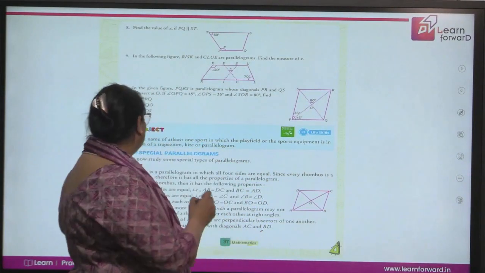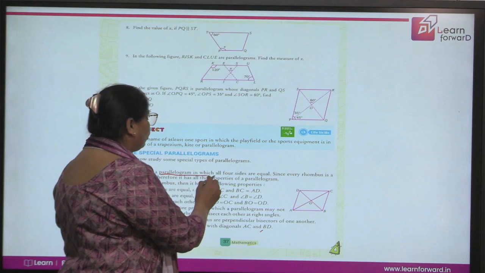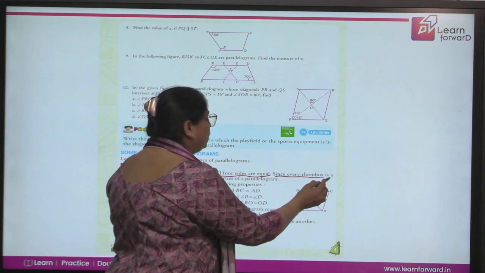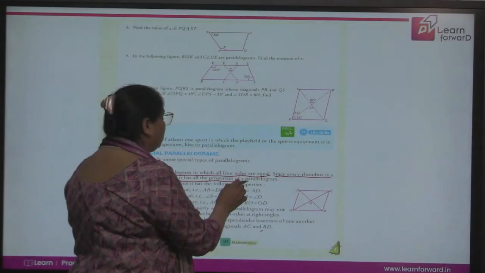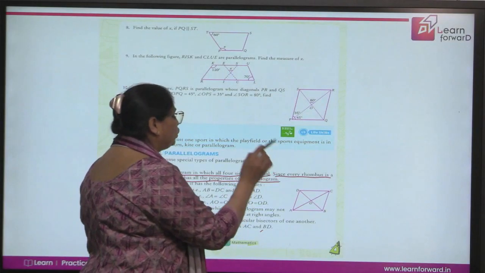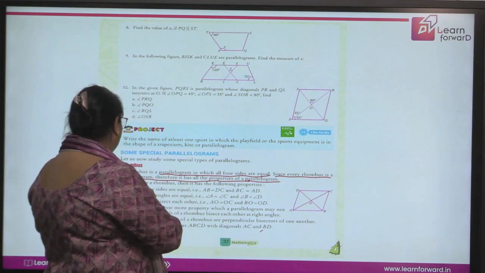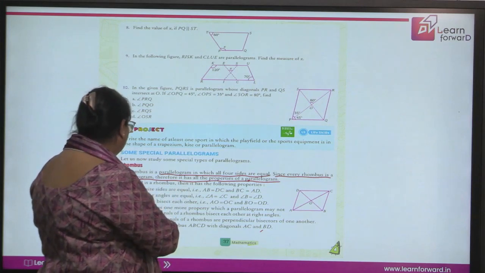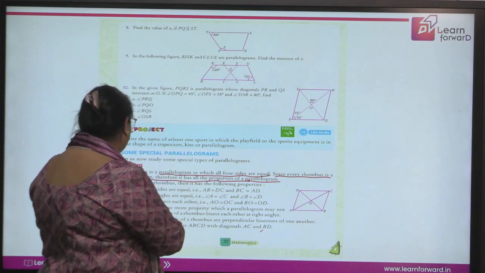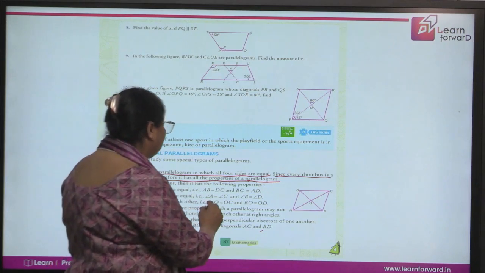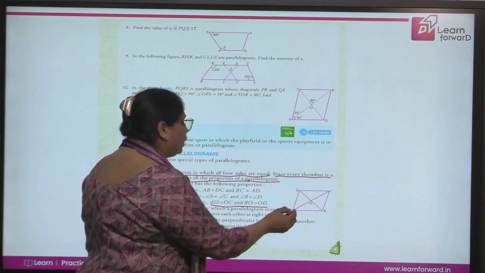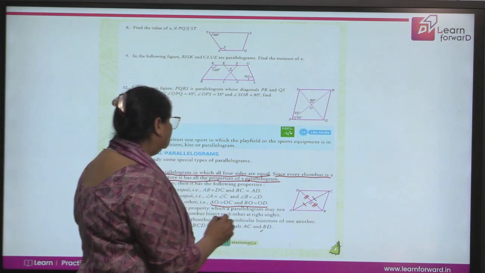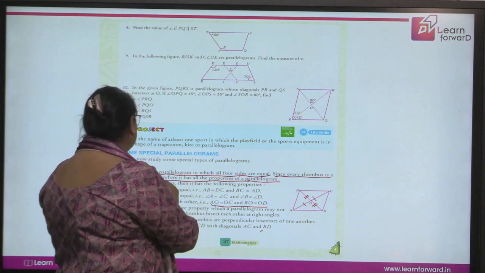What is a rhombus? It is a parallelogram in which all four sides are equal. Since every rhombus is a parallelogram, its properties are similar to the properties of a parallelogram. That means opposite sides are equal, opposite angles are equal, diagonals bisect each other. That means this diagonal is equal to this and this diagonal is equal to this. Opposite sides are equal. These are the properties of a rhombus.